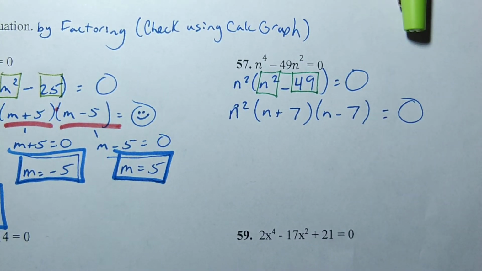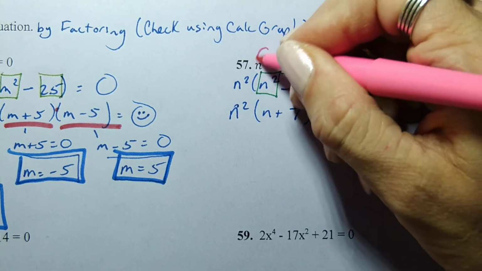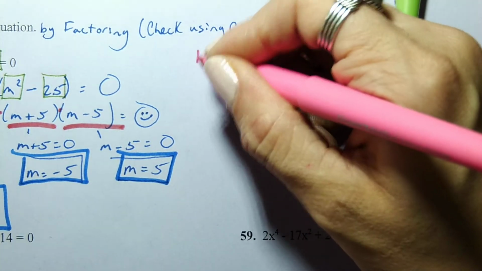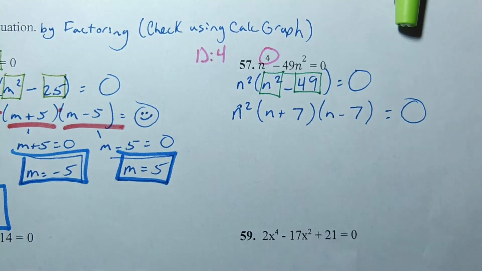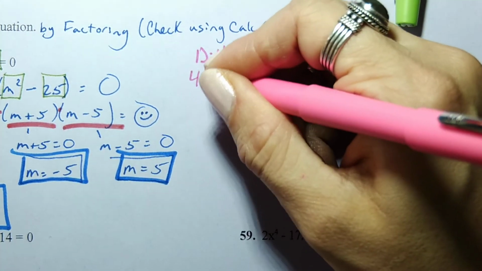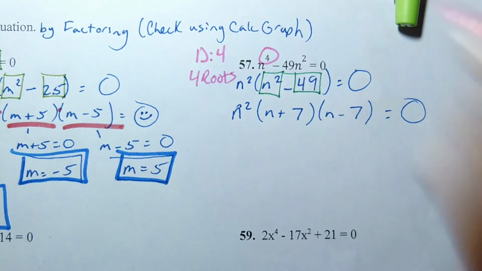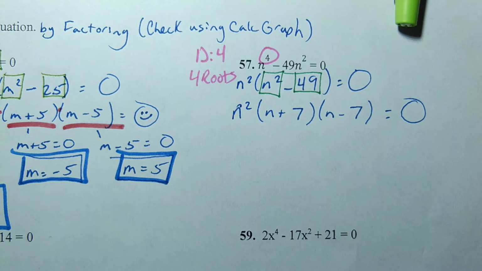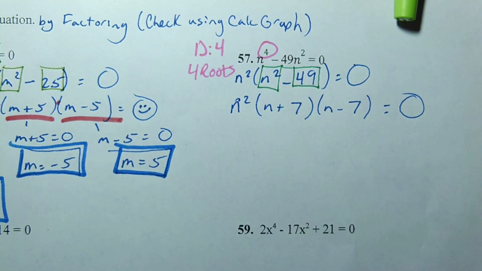And before we go any further, our degree of this polynomial is 4. So how many roots should we have? 4. The degree is equal to the number of solutions we should have. Nope, degree is the highest power when it's in standard form. So that adding of powers, that's what we did when it was in factored form. So highest power in standard form, that is our degree.